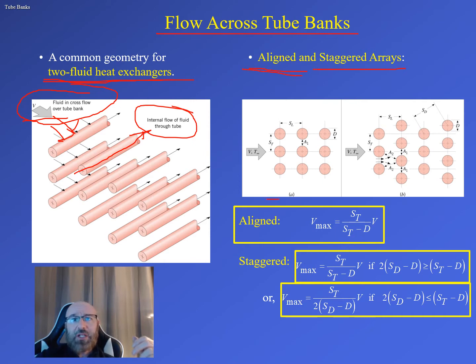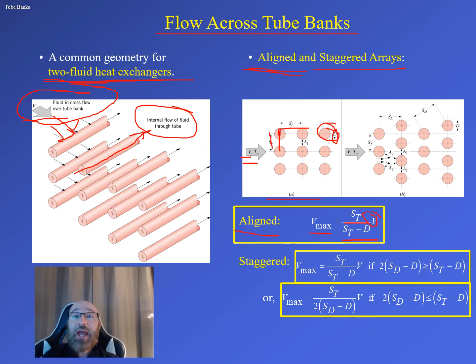If we're dealing with an aligned array, we have the situation that we see on the left-hand side of our diagram, where this is our S_L and our S_T, everything's symmetric, and these are aligned together. We have the diameter of our tube right there as D. So based upon this, for aligned, we have the following relationship: our V_max is going to be equal to S_T, which is the on-center distance between those within this aligned array, divided by S_T minus D, where D is the diameter of the tube, times our V. There's our V right there.